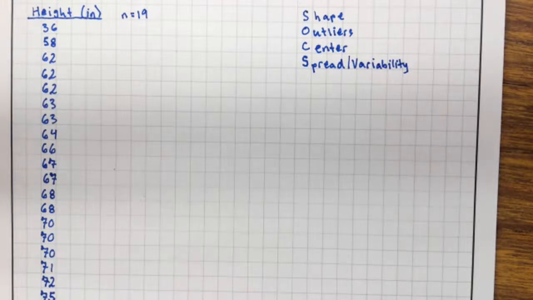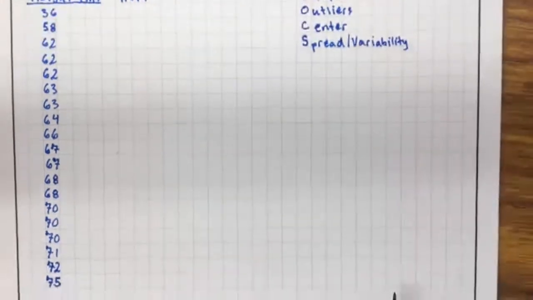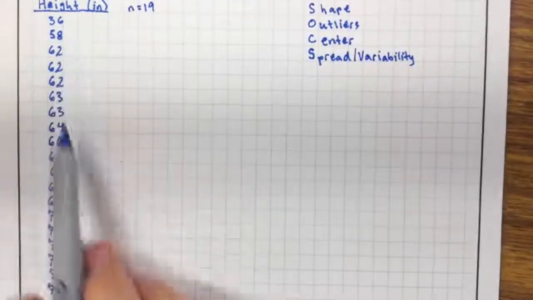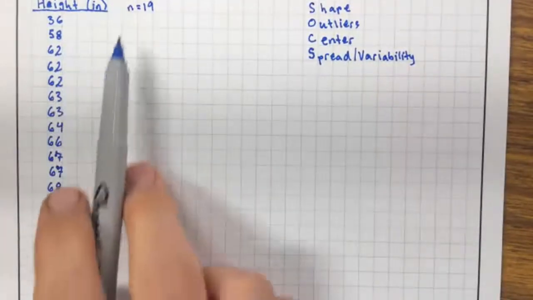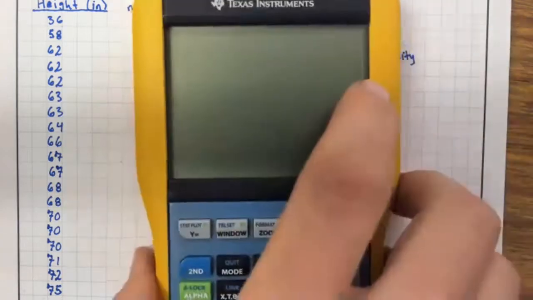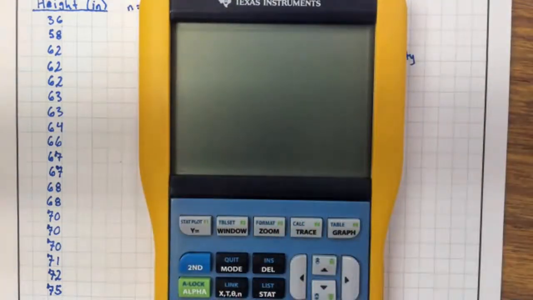Okay, with all that said, let's describe the shape of heights of students that took the stats class survey. So we have 19 observations, and we're actually going to use a calculator to create the histogram today. Histograms are super important and an easy way to describe shapes. They will tell you more information than just a dot plot. So I'm going to use a TI-84 to do this.